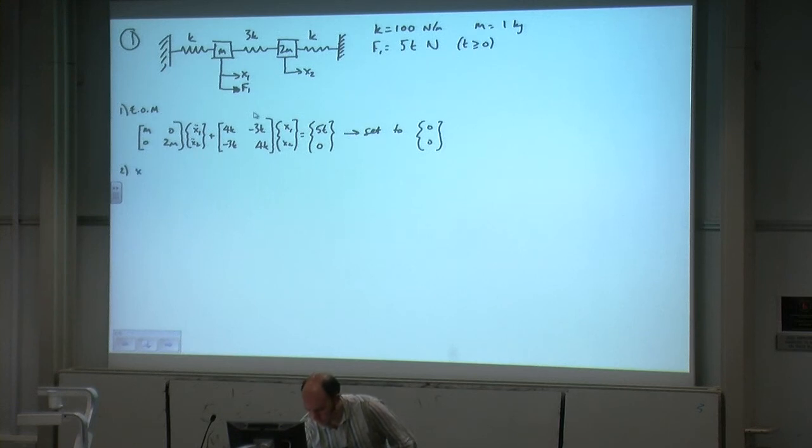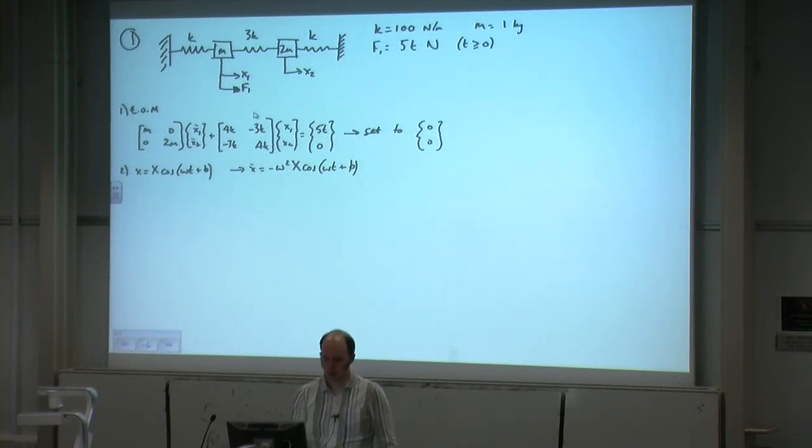We're going to set x equal to big X cosine(omega t plus phi). So that means that x double dot is going to be minus omega squared X cosine(omega t plus phi). We stick that into this equation and we get the mechanical impedance matrix: 4k minus m omega squared, minus 3k, minus 3k, and 4k minus m omega squared.